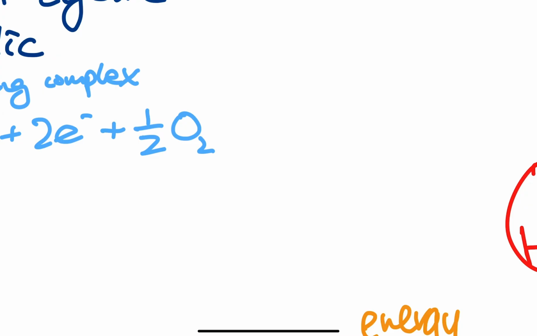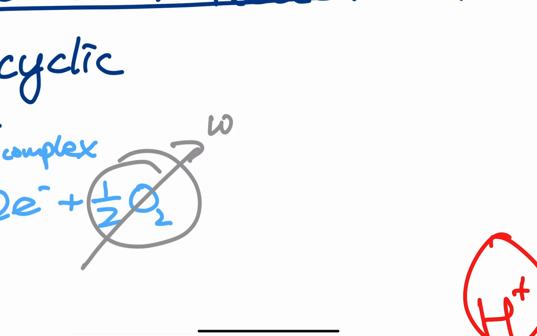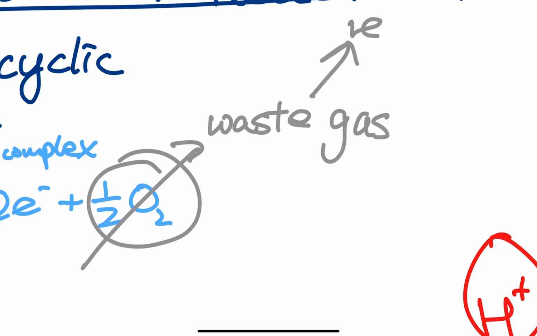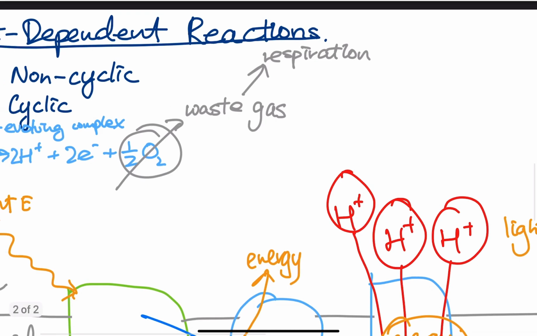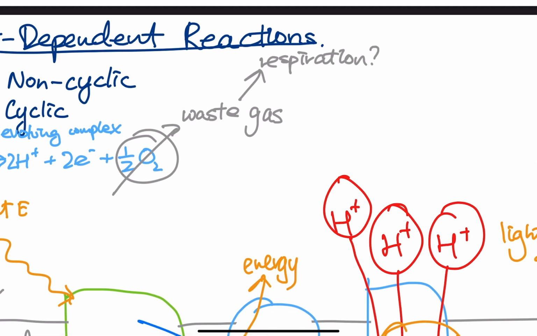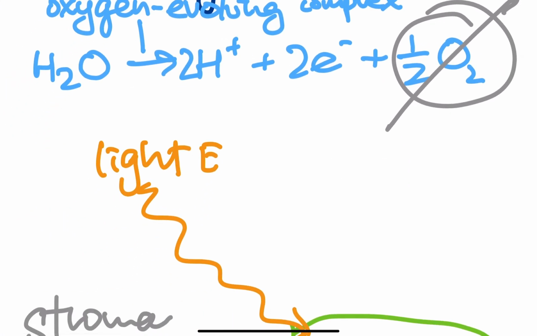Now this oxygen gas molecule, you can ignore it for now because it just turns into waste gas and gets diffused out of the cell, maybe later used for respiration, because respiration needs oxygen for the last bit, the oxidative phosphorylation part. But that's a question mark. It might happen, it might not happen. And what I'm especially looking at is the hydrogen ions, 2 of them, and the electrons, 2 of them, right here.